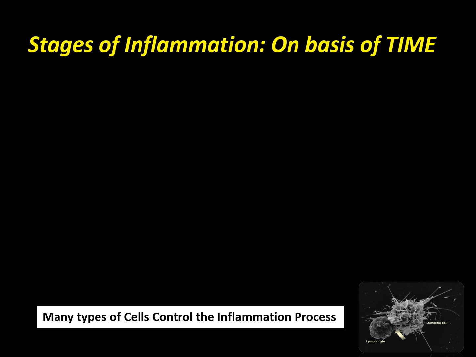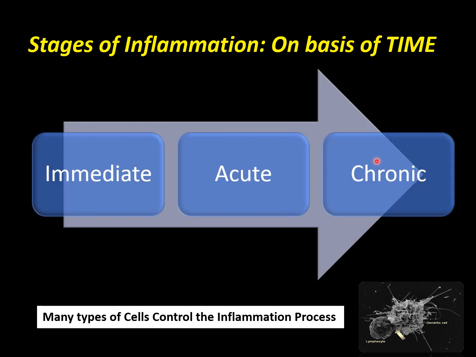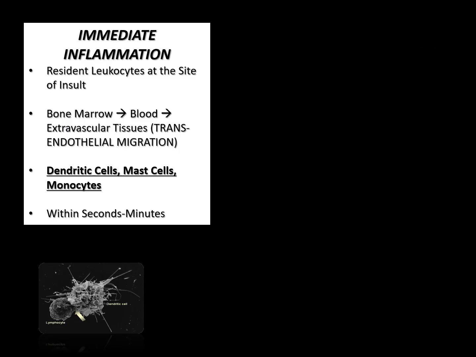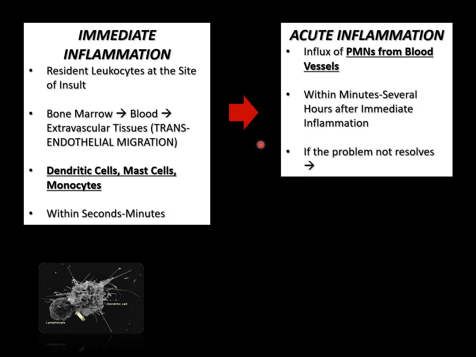Now, stages of inflammation, on the basis of time, are immediate inflammation, acute, and chronic inflammation. What is immediate inflammation? Immediate inflammation is basically set by the leukocytes at the site of insult, that is the resident leukocytes, dendritic cells, mast cells, and monocytes. It occurs within seconds and minutes.